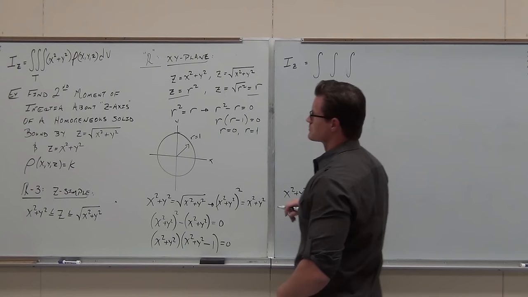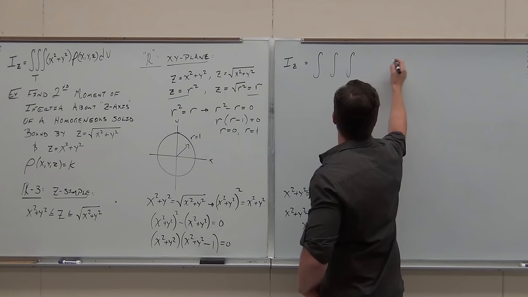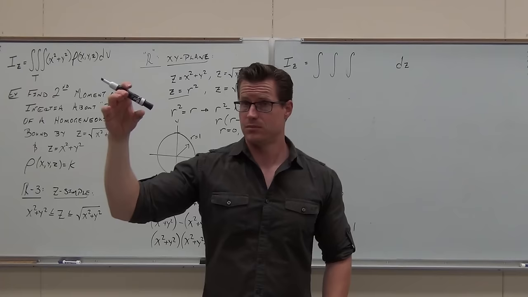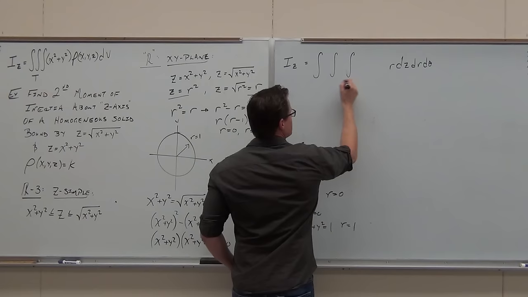Tell me what I should have first as far as my D's are concerned. D what? What else should be over there? Considering that our region is a circle, I'm going to do polar. Considering that we're doing polar, what else should be over here? r dr. That means this has to be z, this has to be r, this has to be theta.